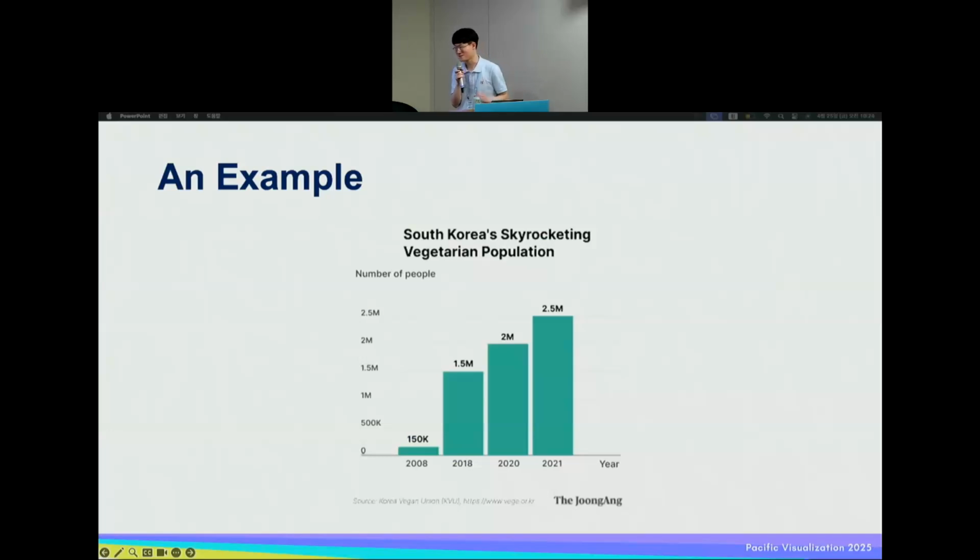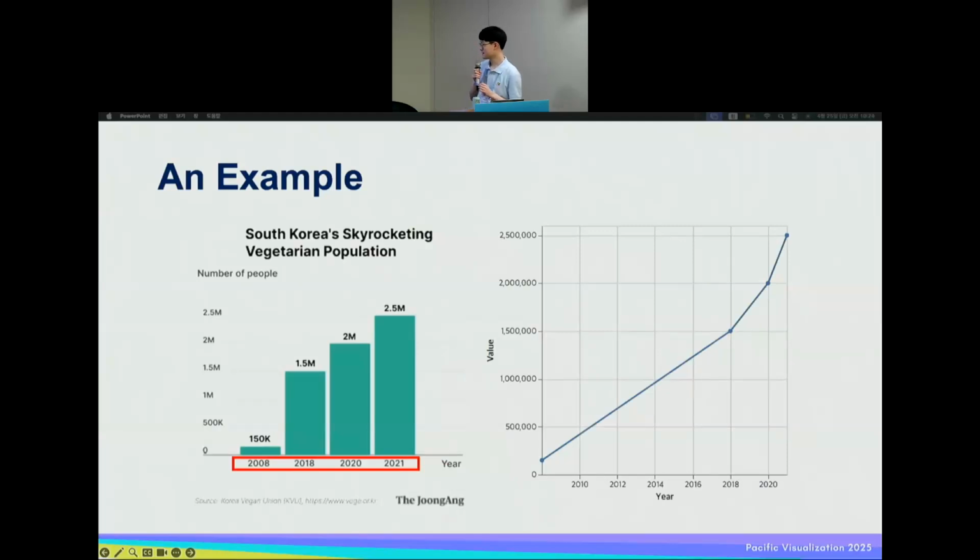Or since there's no one answering, I can give you a hint. Now, can you find anything strange? Yes, the x-axis is distorted. And a correct visualization might look like this on the right side. And there is a really big difference in how the visualization looks.